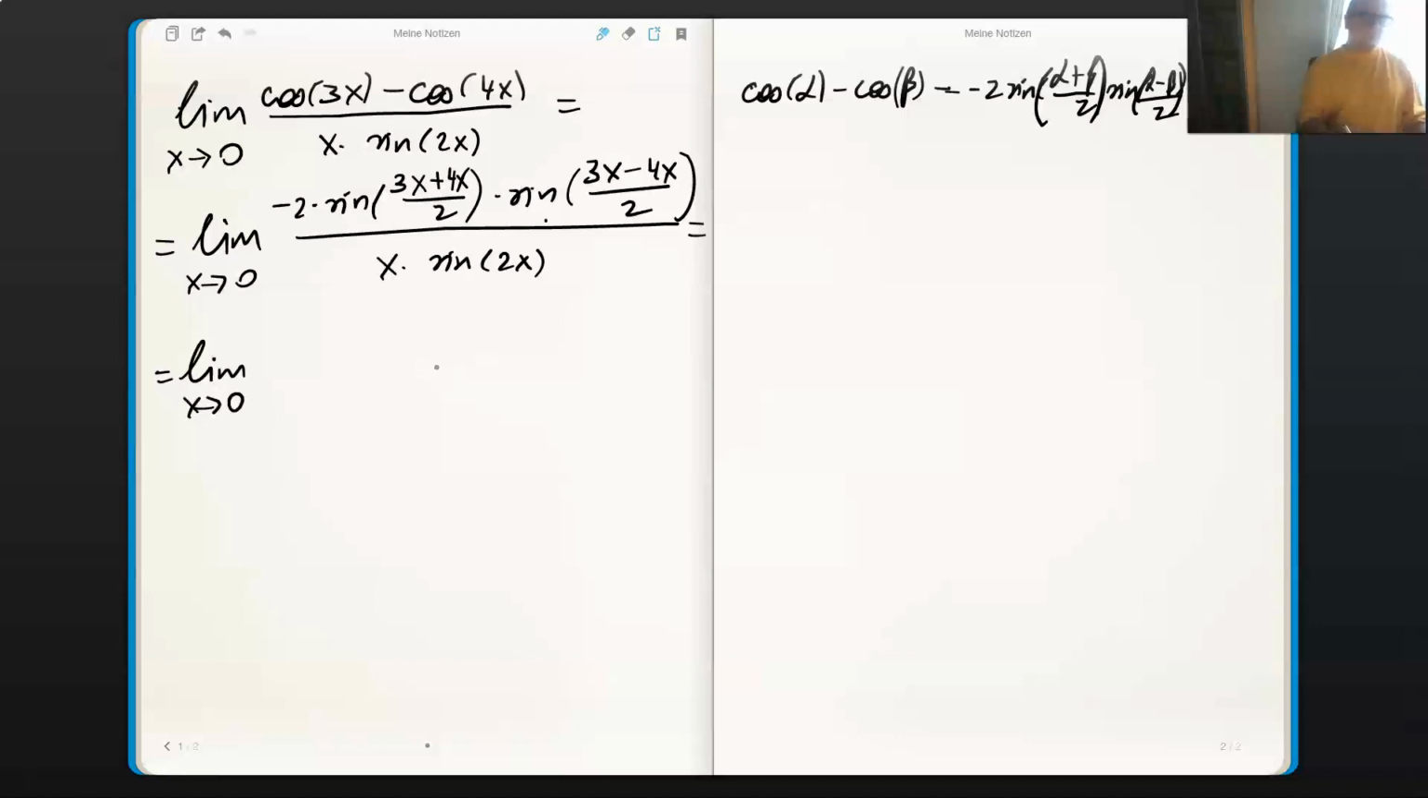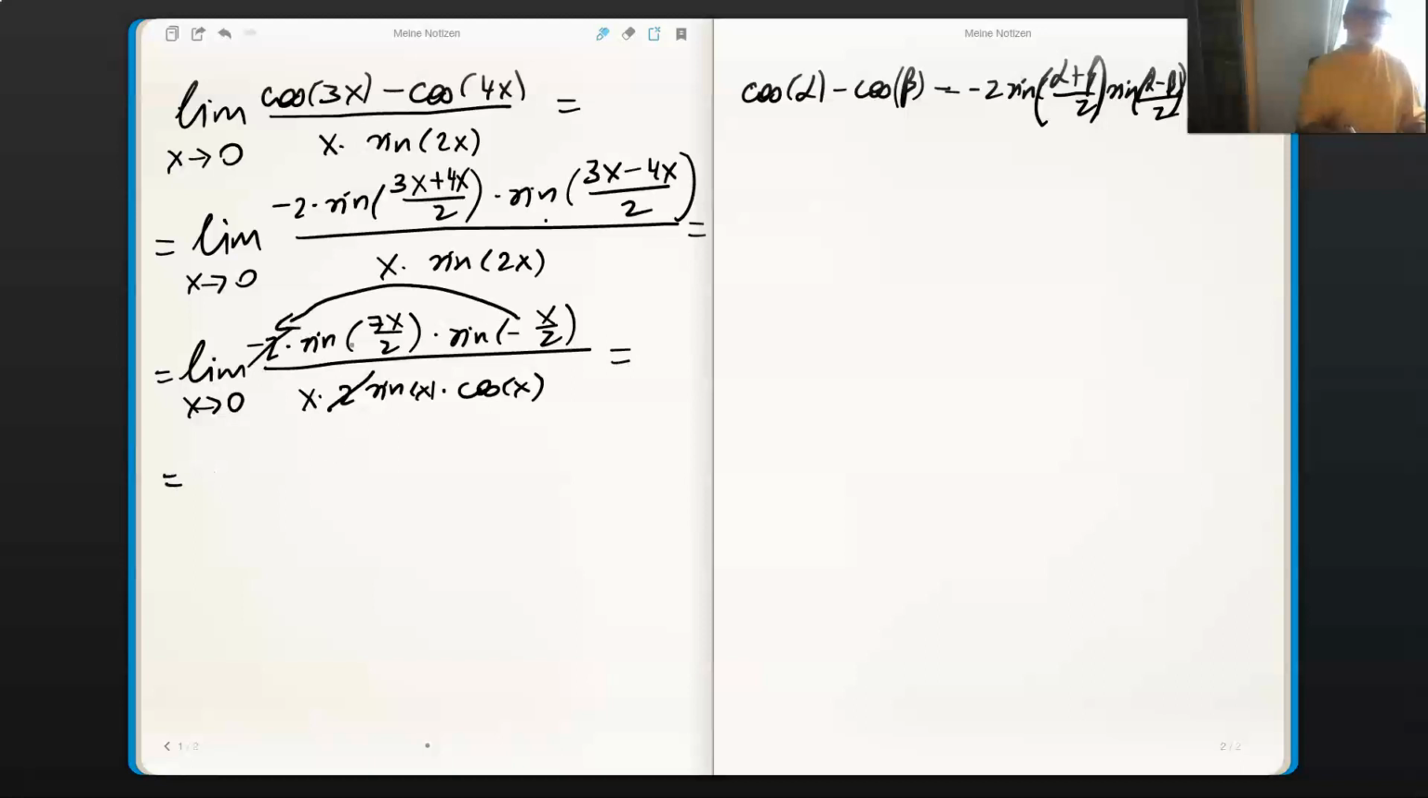Alright, so what we have is the limit x towards 0. We are basically having minus 2 times the sine of 7x divided by 2 times sine of minus x divided by 2, divided over x times 2 sine of x times cosine of x. I can simplify, right? In this case it's easier to simplify it like this because we can cancel 2 here and there. This minus is coming in front, so it's becoming plus.